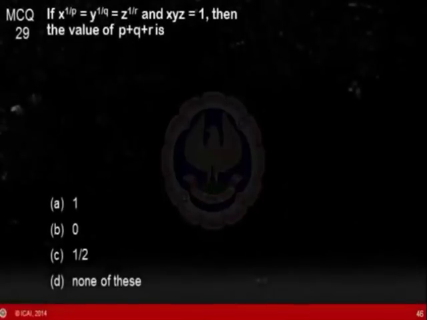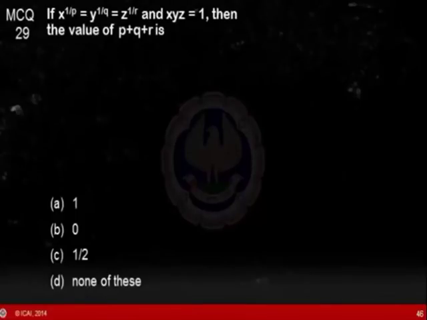So our next question is, if x to the power 1 by p is equal to y to the power 1 by q is equal to z to the power 1 by r and xyz is equal to 1, then find out the value of p plus q plus r. Okay? Take a minute, please read the question again. It says, if x to the power 1 by p is equal to y to the power 1 by q is equal to z to the power 1 by r and xyz is equal to 1, then find out the value of p plus q plus r. Okay? We'll solve the question.